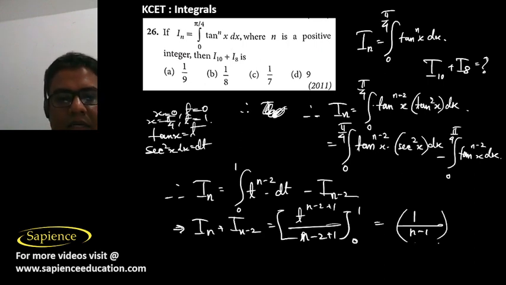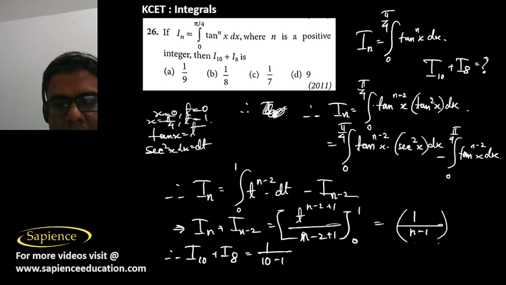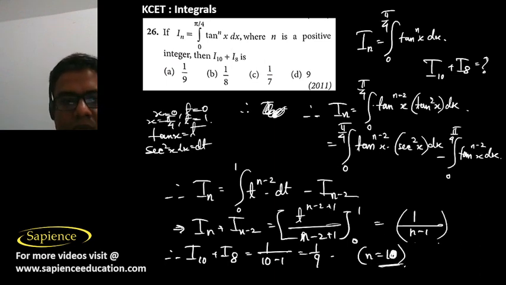So if I put n as 10, therefore I can tell I10 plus I8 will be equal to 1 by 10 minus 1, which is equal to 1 by 9. So if you put n is equal to 10. So therefore option A is the correct answer.